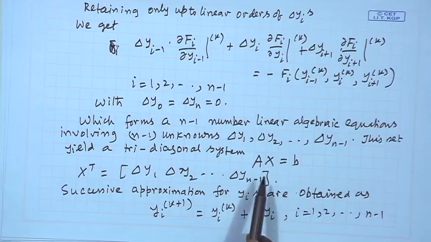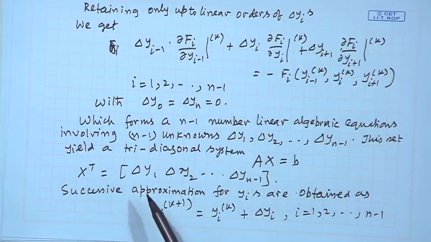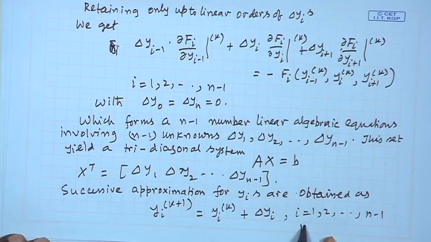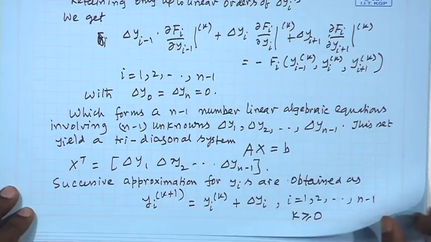So that means every iteration we are basically solving a tridiagonal system given by this Ax equal to b. Once I solve, I get the error vector delta y1, delta y2, delta yn minus 1 at the kth iteration, and k is greater than or equal to 0. So once I get these delta yi's, I add them to the previous iterated value yik and get the updated value yik plus 1.